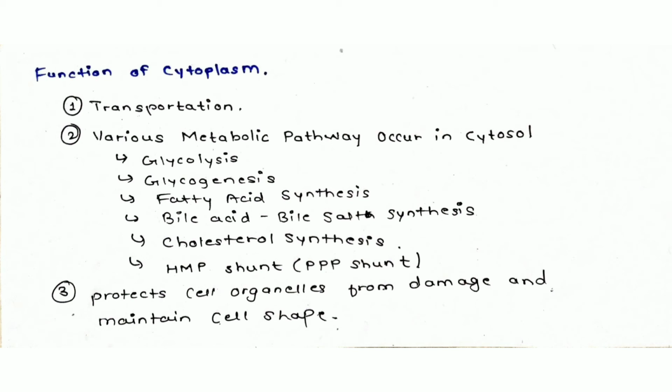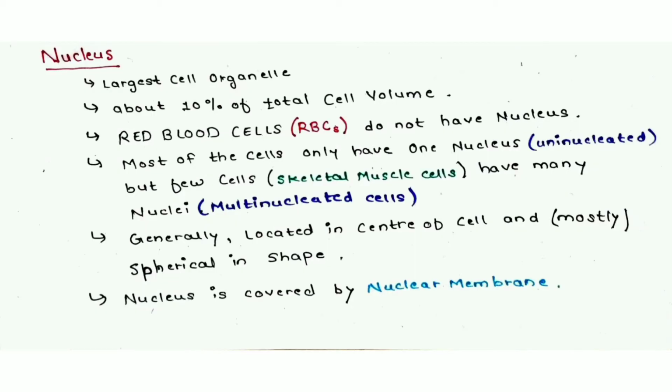Now, the second part of the cell body is the nucleus. Nucleus is the most prominent and the largest cell organelle that occupies about 10% of total volume of the cell. Nucleus is present in most of the cells, but the exception to this is the red blood cell that does not have any nucleus. Most cells only have one nucleus, which are called uninucleated, but few cells like skeletal muscle cells have multiple nuclei, so they are called multinucleated cells.